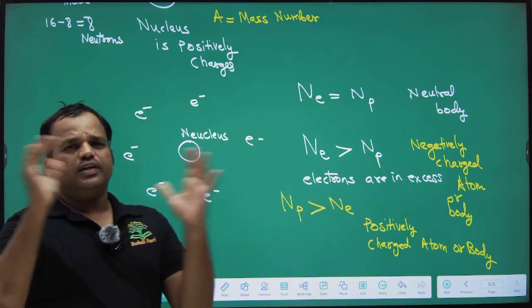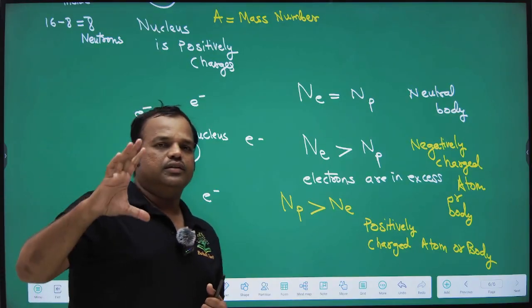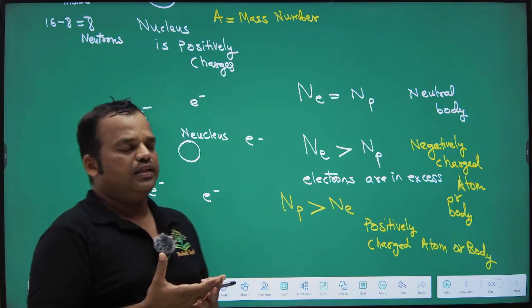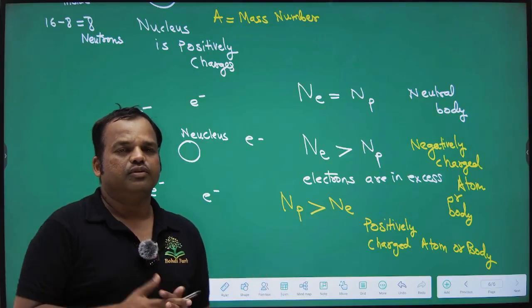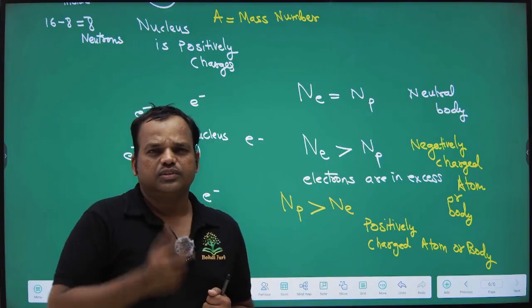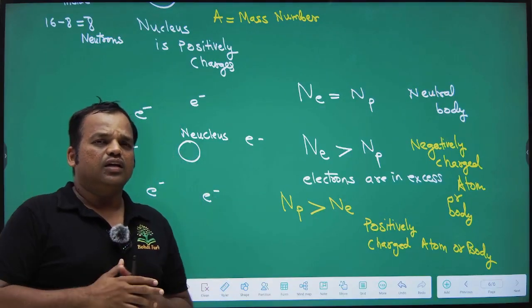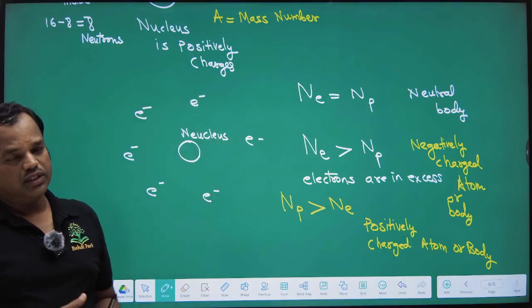Then a collection of atoms is there. Suppose we have a body. It can be in liquid state, solid state, or gaseous state. It is full of atoms. If a large number of atoms are negatively charged, we will say that the whole body is negatively charged.